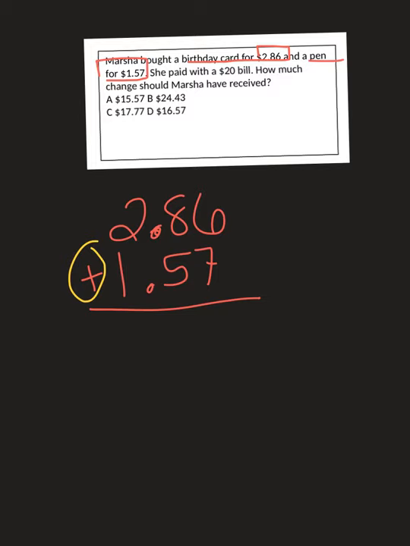6 plus 7, easy, 13. 8 plus 1 is 9, plus 5 is 14. Regroup the 1. Now the decimals, remember, always bring those straight down so you don't forget that. It's very important. And then I add the last column of whole numbers. 2 plus 1 plus 1, that's 4.